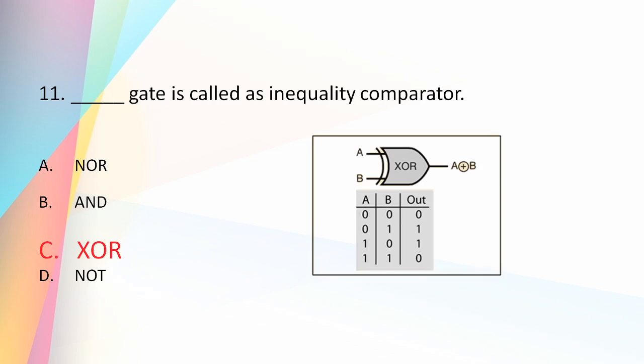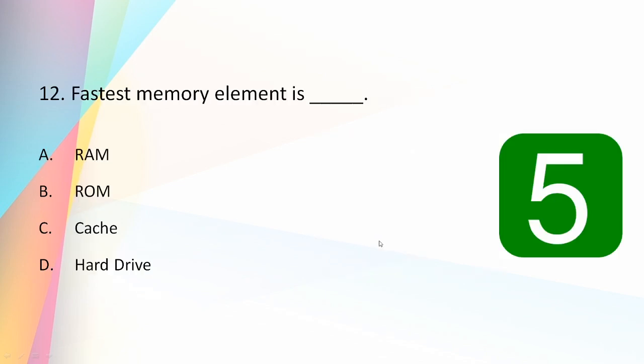And the answer is XOR. The XOR gate is called inequality comparator because of its truth table. The output is 1 when the inputs are of different value, that is 0 and 1 or 1 and 0 combination will give the output as 1. Otherwise the output is 0, that is when both the inputs are 0 or both the inputs are 1, output will be 0. So this can be used as an inequality comparator.